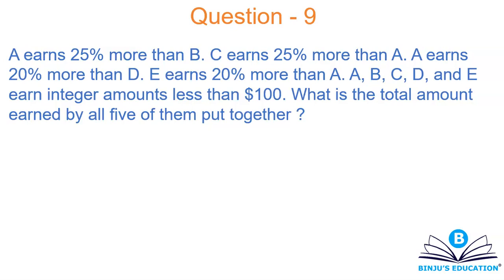Alright, let's see how we can solve this one. A earns 25% more than B, C earns 25% more than A, A earns 20% more than D, and E earns 20% more than A. A, B, C, D, E earn integer amounts less than $100. What is the total amount earned by all 5 of them put together? Fine, fair enough. So let's do one thing.